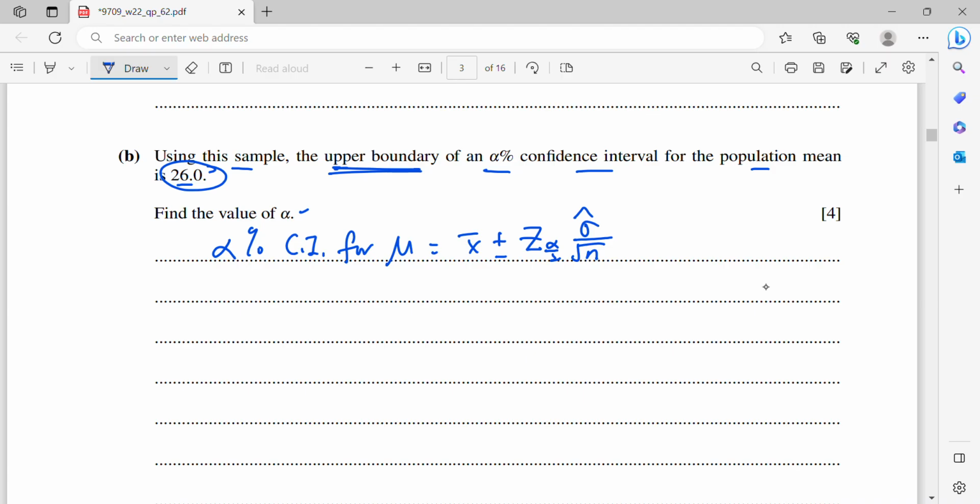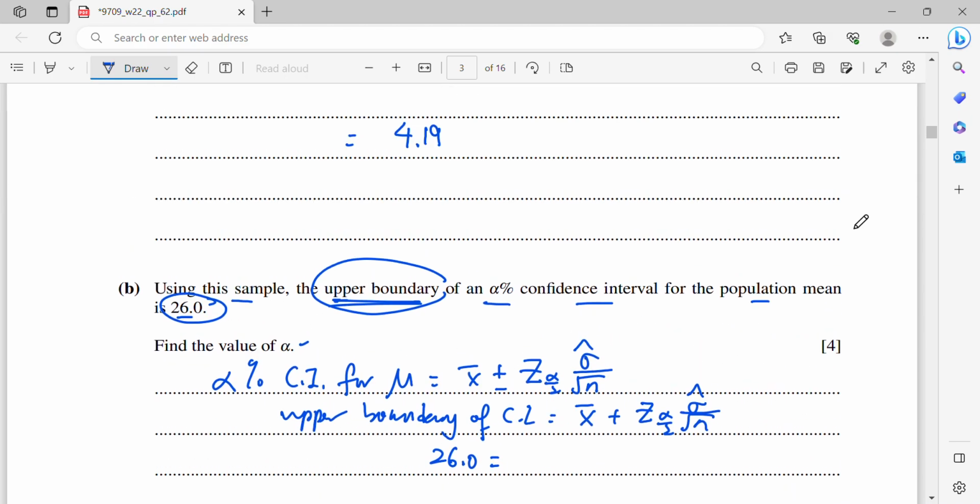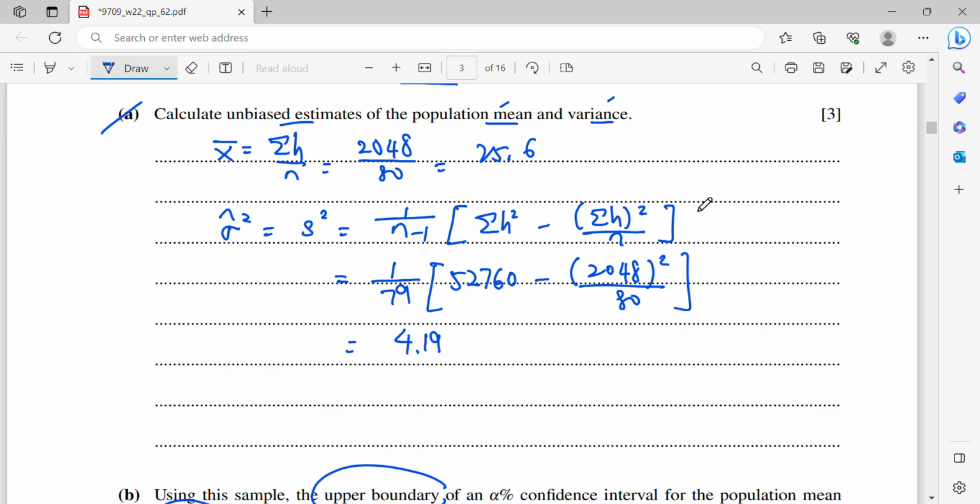But then the question says upper boundary. So from here I will say that the upper boundary of the confidence interval will be the plus. Okay, so x bar plus z alpha over 2 times sigma hat over square root n. And now it's given that the upper boundary is 26.0. So by replacing the x bar and sigma hat from part A, x bar will be 25.6.